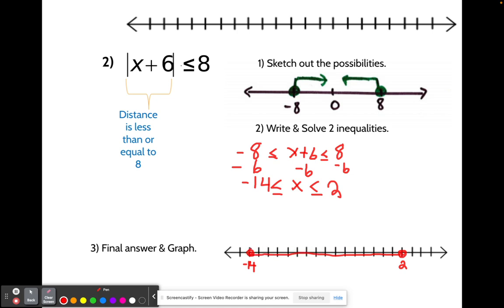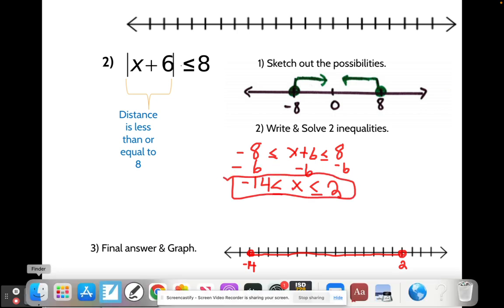Again, I like to grab easy numbers. So how about 0? If I grab a 0, 0 plus 6 is 6. The absolute value of 6 is less than 8. What if I grabbed one over here, like negative 13? Negative 13 plus 6 is negative 7. The absolute value of negative 7 is positive 7. That is less than 8. These are my solutions. This is my final answer.